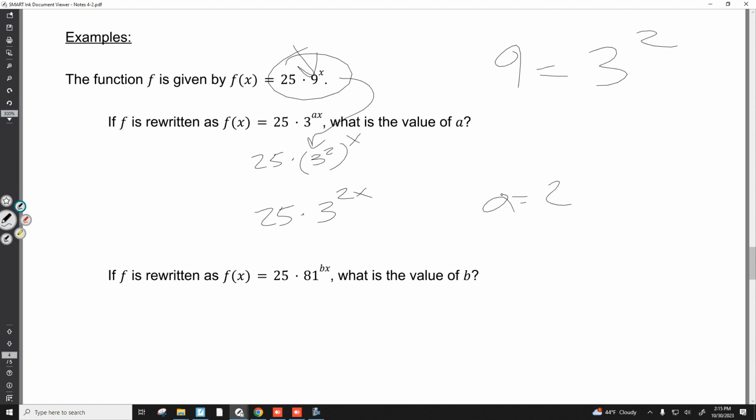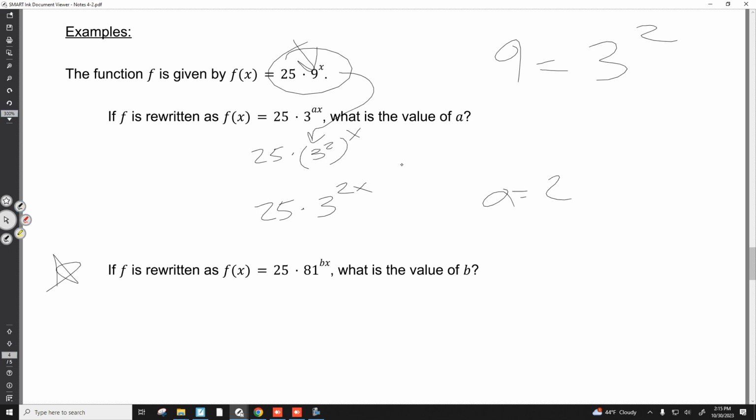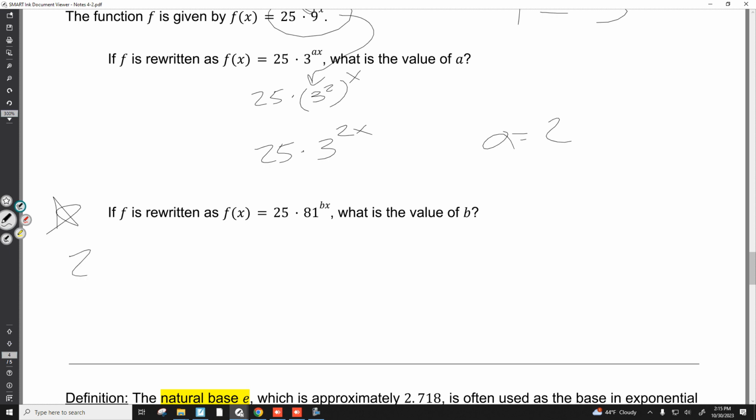This is showing that I understand this other property of a power to a power within the context of an exponential function. If you take 25 times 9 to the x, could you rewrite it as 25 times 81 to the bx? What would b have to be?